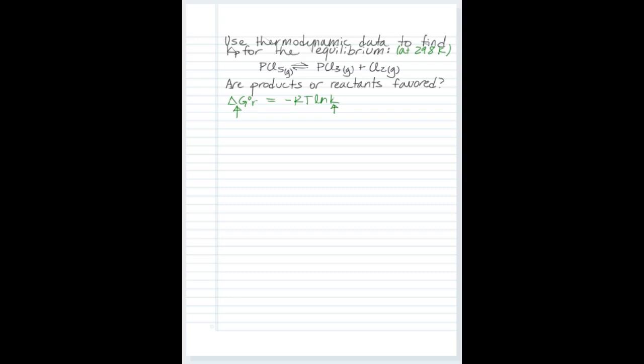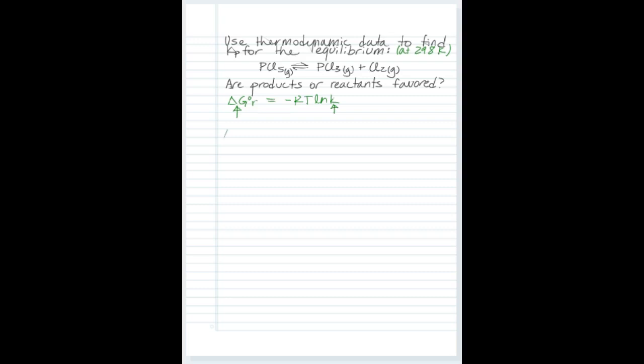So how do we find the standard free energy of reaction of this? Well, we do it by taking advantage of the fact that delta G is a state function, so all we need to do is add up the Gibbs free energy of formation of the products and subtract the Gibbs free energy of formation of the reactants.